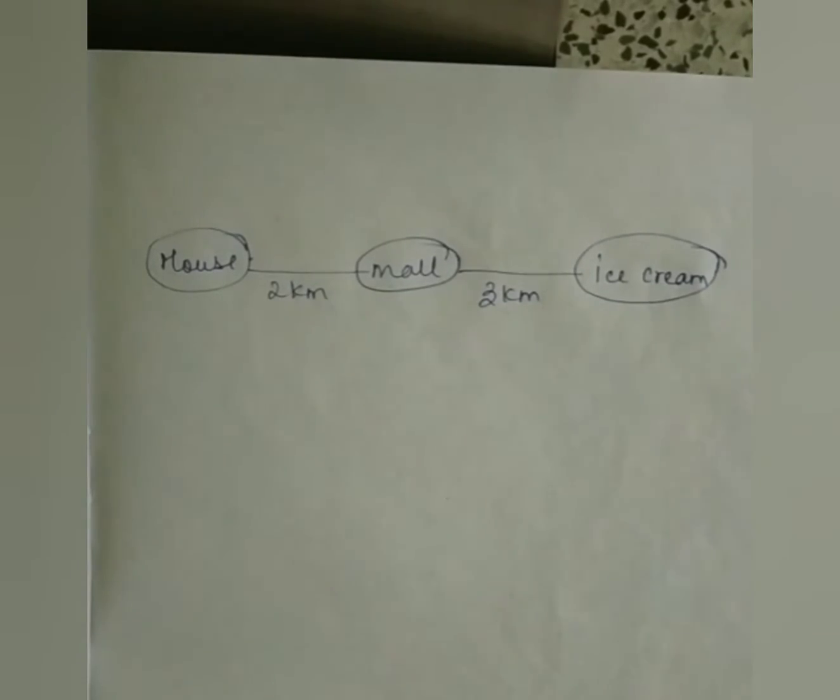So you can describe your position at the ice cream parlor with respect to two starting points. First is your house and the second one is the mall, and in both the cases the position change or the distance traveled is different. So we can say that in order to describe the motion of an object, it is very important to specify the starting point.